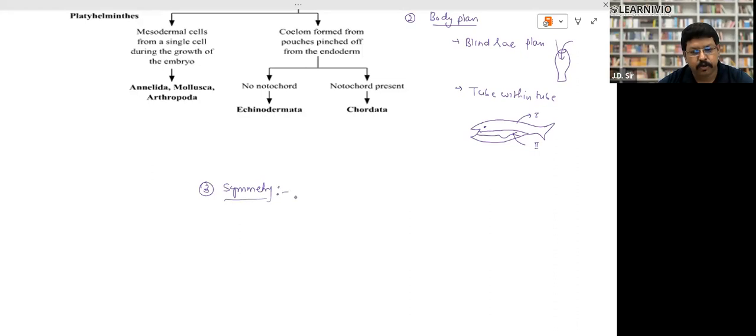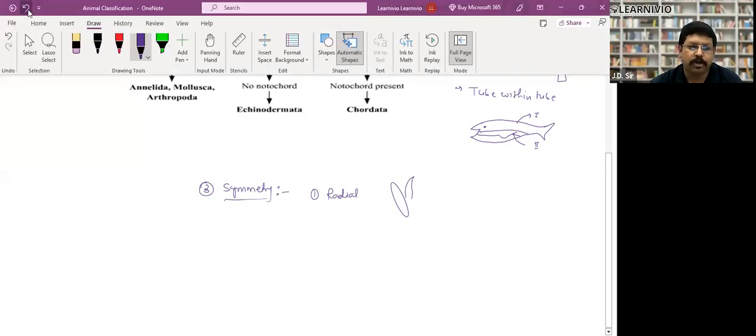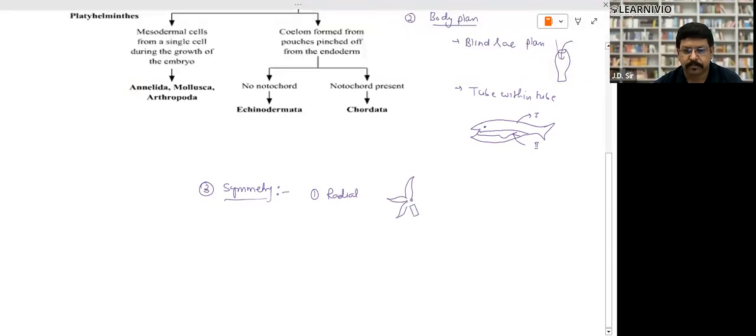What kind of symmetry? You must have heard of these symmetries. First, there is radial symmetry. In radial symmetry, like a starfish, draw a line through any plane passing through the center, and you will be able to divide the starfish into two equal parts.